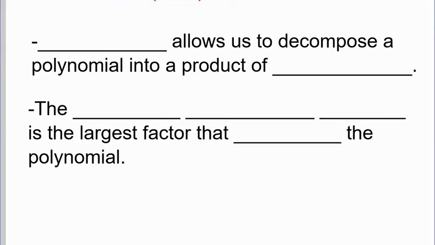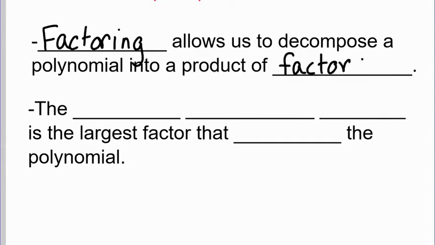Now we're going to kind of go backwards. So what we just talked about was distributing. Now we're going to talk about the opposite, which is called factoring. So that's your first blank on your notes. Factoring. Factoring allows us to decompose a polynomial into a product of factors. Okay, that's what factoring does. Distributing distributes it in, factoring splits it out.